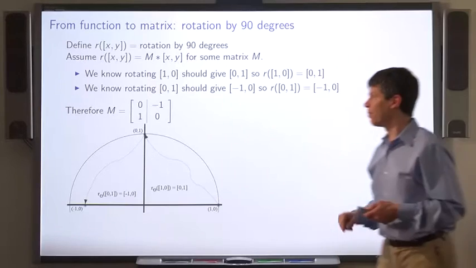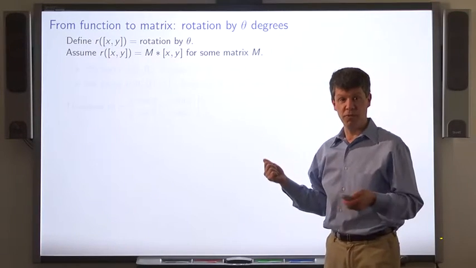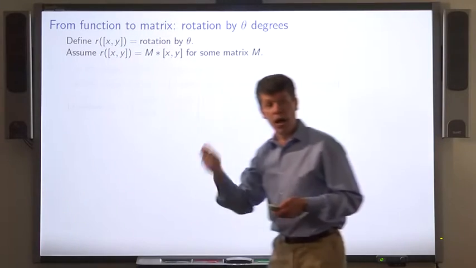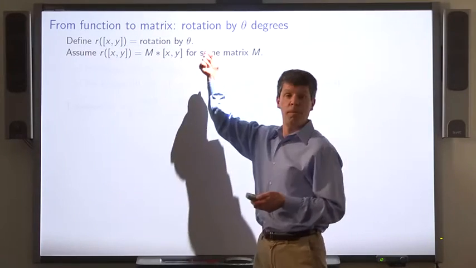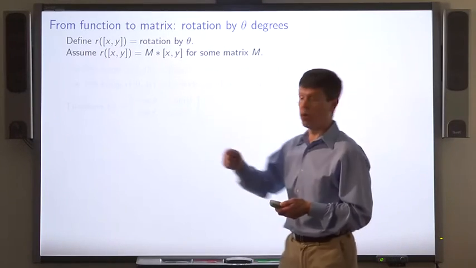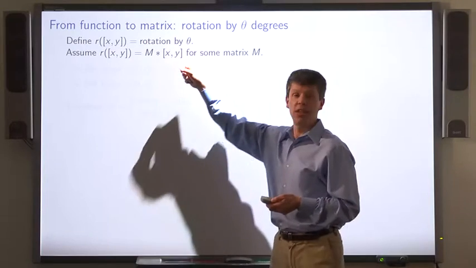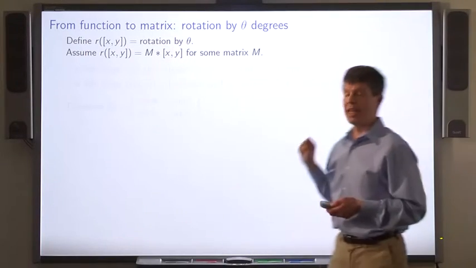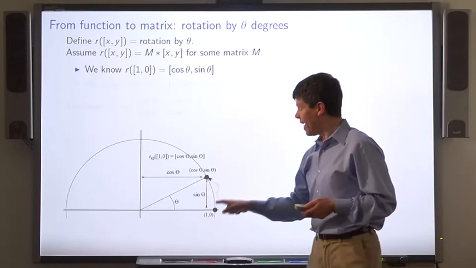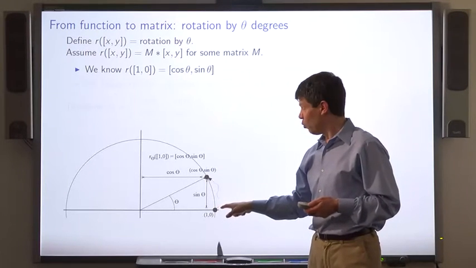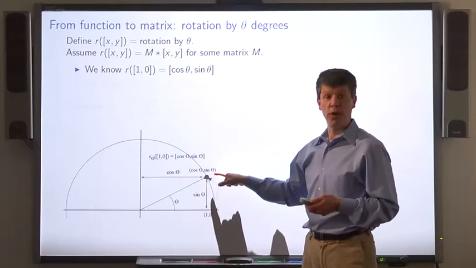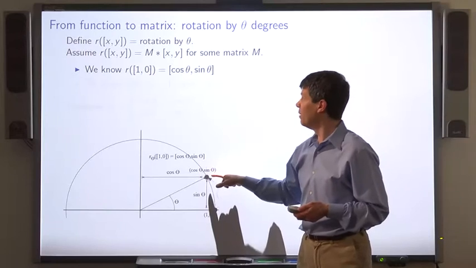And there it is. Now we consider a generalization of the previous example. This time we define R to take a point x, y and rotate it by an angle of theta. And we assume, as before, that the function is defined by matrix vector multiplication for some matrix M. Now, we know that rotating the first standard generator 1, 0 by an angle of theta should give us the point cos theta, sine theta.